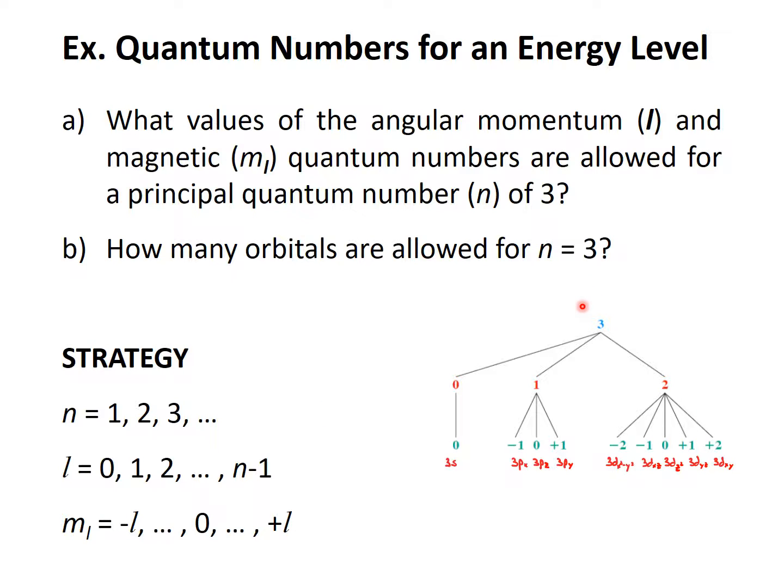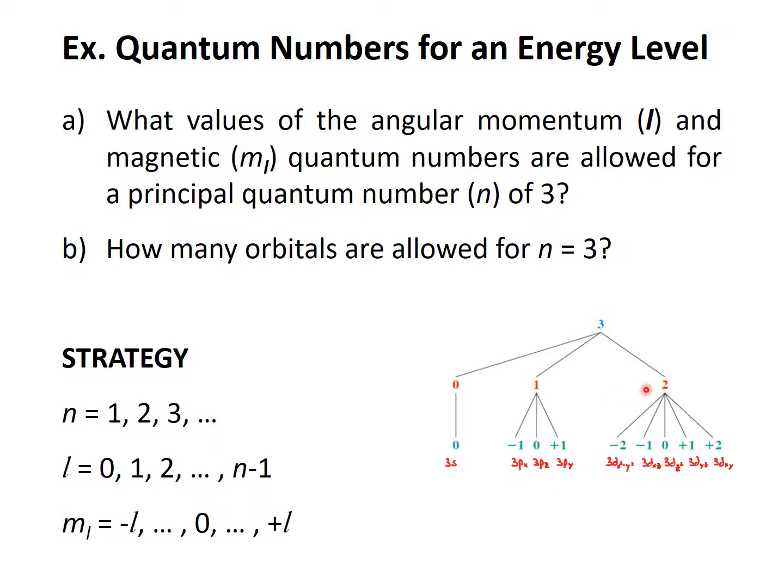So, if n equals 3, then allowed values for L are 0, 1, and 2, because 2 is n minus 1, or 3 minus 1. Now, if L equals 0, then ML can only be 0, and this would be the 3s atomic orbital. For L equals 1, the allowed values for ML are negative 1, 0, and plus 1, which corresponds to the 3p atomic orbitals, 3px, 3pz, and 3py, respectively.